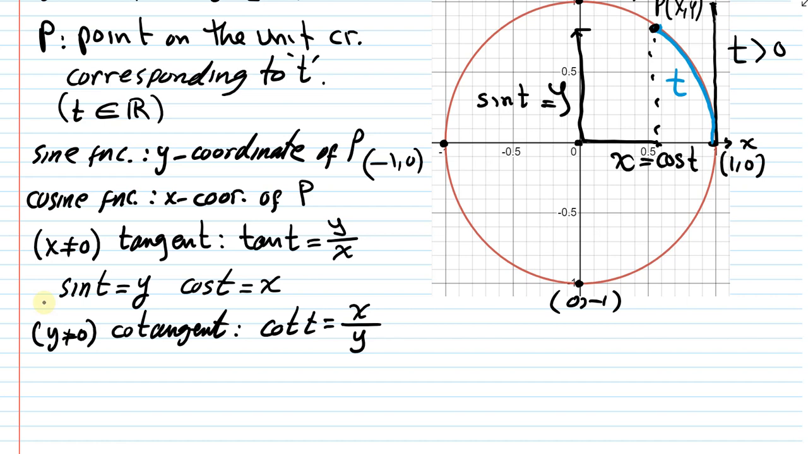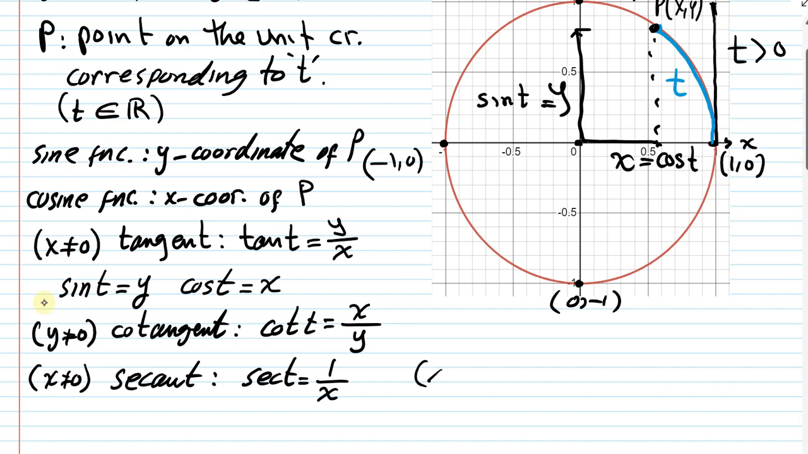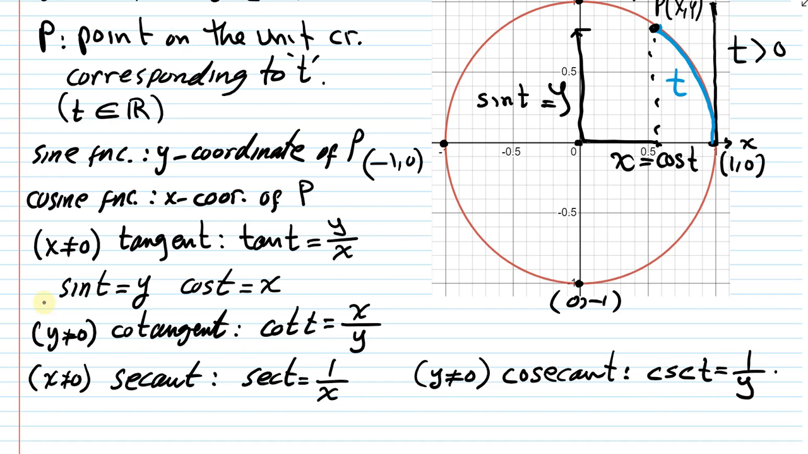Okay, and again, if y isn't 0, I can define secant as the following. Secant of t is going to be 1 over x, if x isn't 0, because I'm dividing by x. And if y isn't 0, then cosecant, which I can write as csc, cosecant of t, is going to be 1 over y. All right, so there you go.